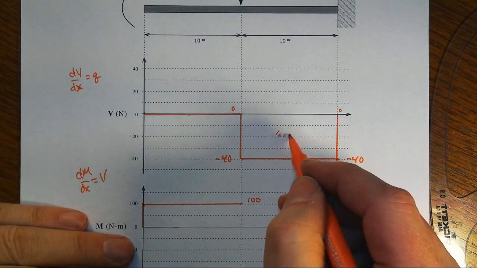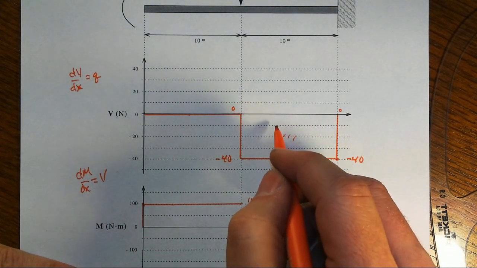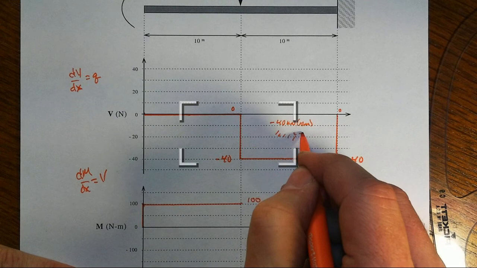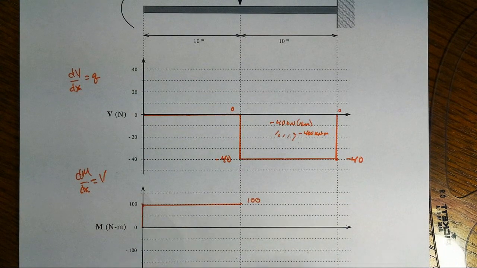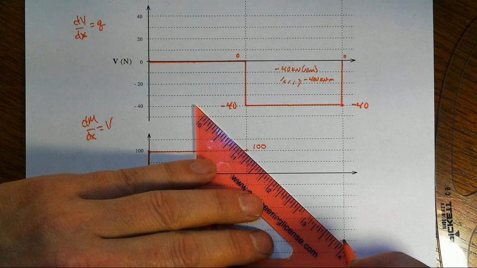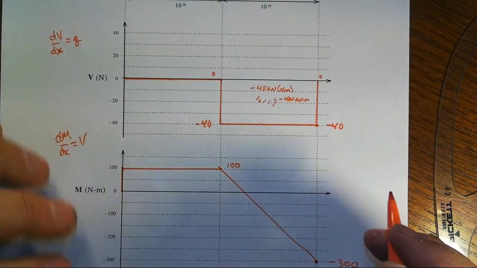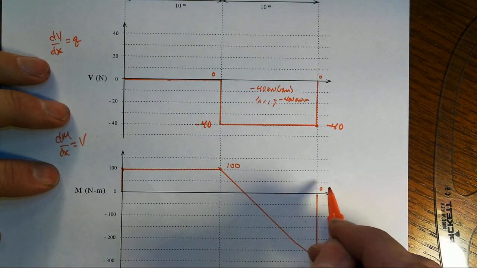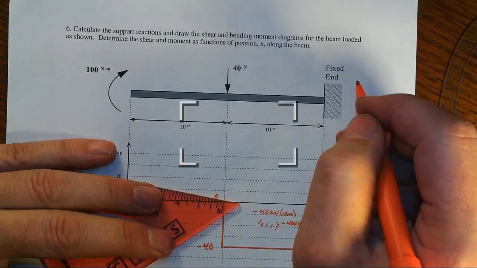The change in moment is given to us by the area of the shear diagram, which is going to be minus 40 kilonewtons times 10 meters, or minus 400 kilonewton meter. And so 100 minus 400 would give us a net of negative 300. And so bam, there we are. And we need to have then a frowny face couple at the end that's going to get us back to 0. Let's check this out by looking at the equilibrium.